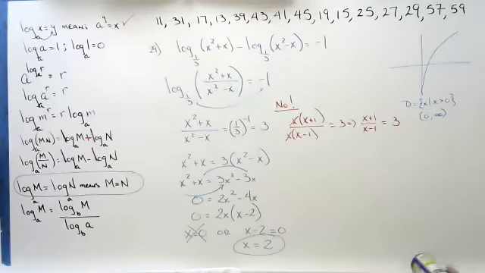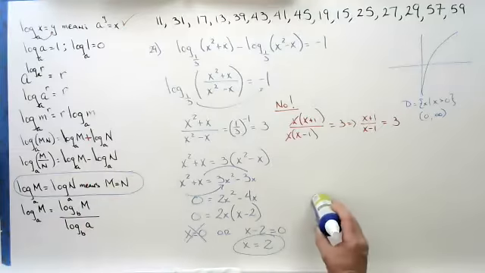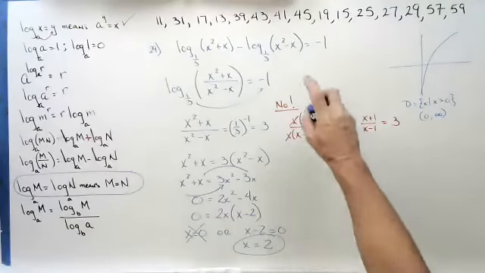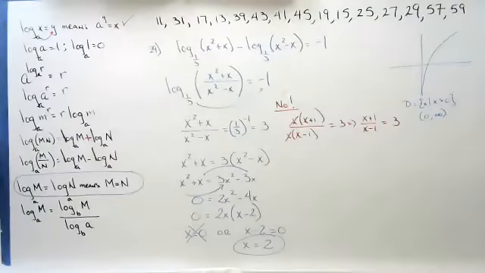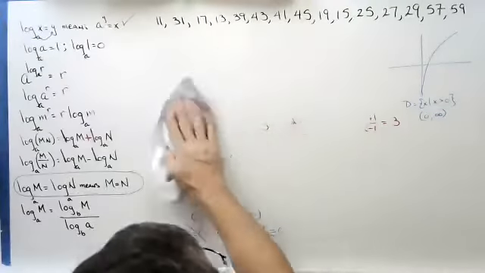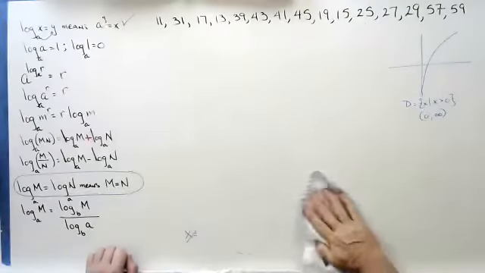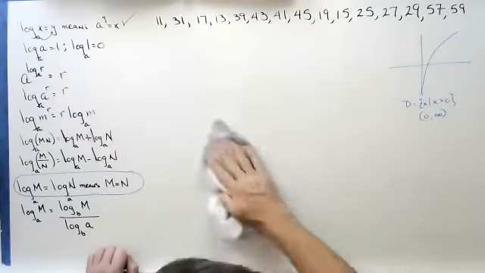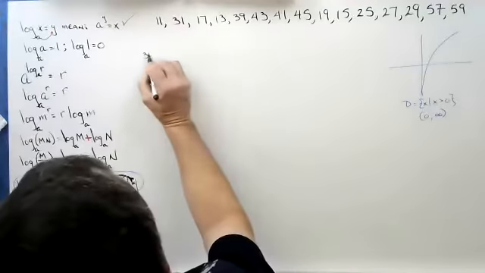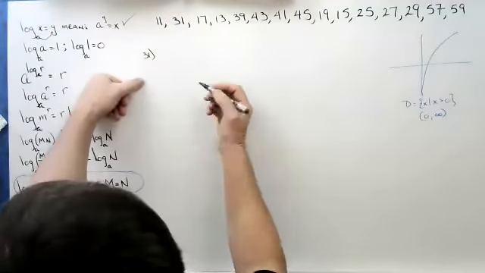So what about 31? We've made it up to 31. So what's going on here? Well, we have too many logs to count.